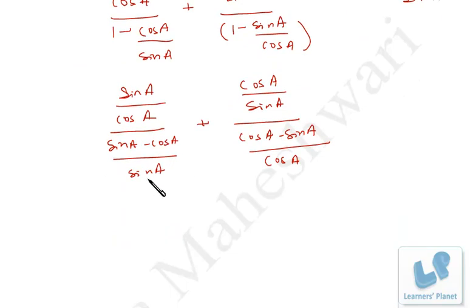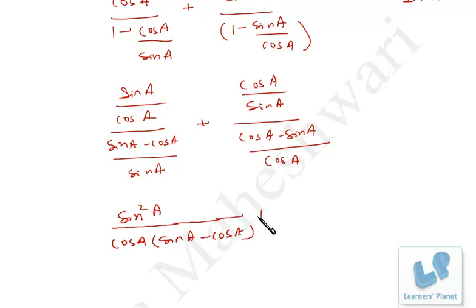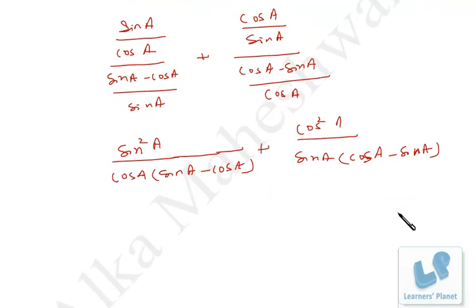Now this sin A will go to the numerator, so it will be sin square A upon cos A into sin A minus cos A. Similarly, this cos A will go over here, so it is cos square A upon sin A into cos A minus sin A. Now this is sin A minus cos A and this is cos A minus sin A. So what we can do, we put a negative sign over here and convert this cos A minus sin A to sin A minus cos A.